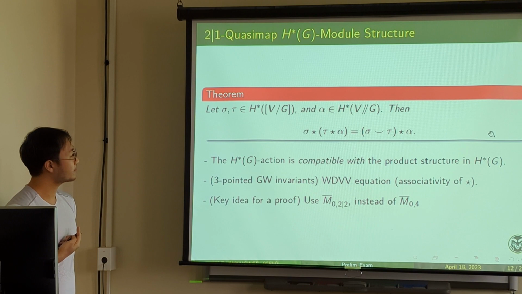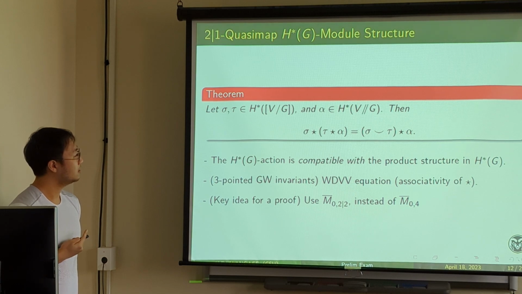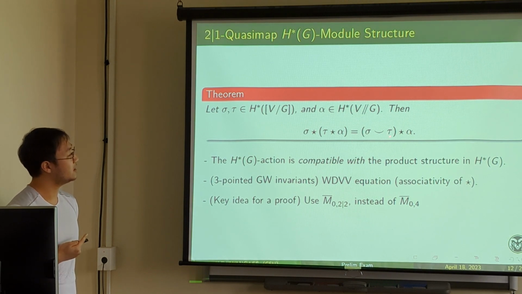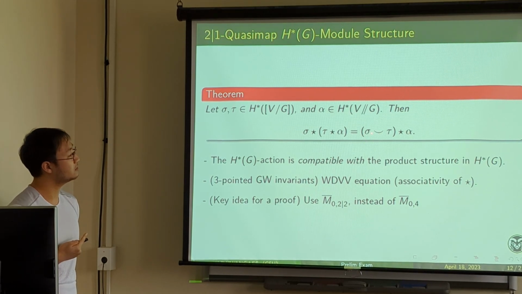So the theorem that we proved is that the 2-bar 1 operation that we defined is going to be compatible with the product in this cohomology ring of a stack quotient. So basically when you act on alpha by tau first and then sigma, that's going to be the same as acting on alpha by the multiplication of sigma by tau.